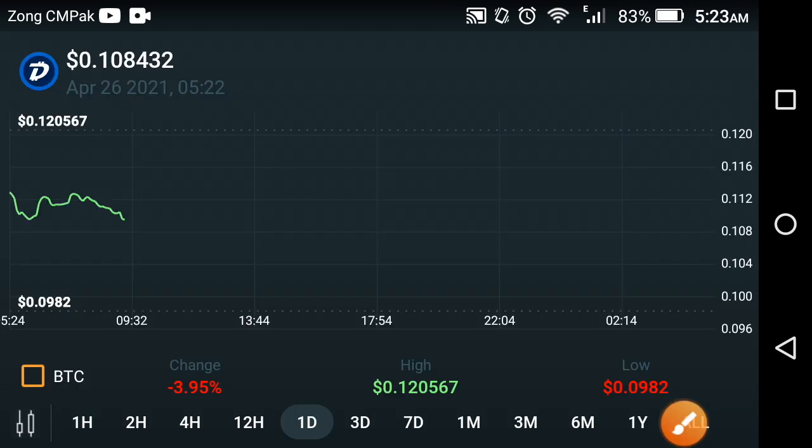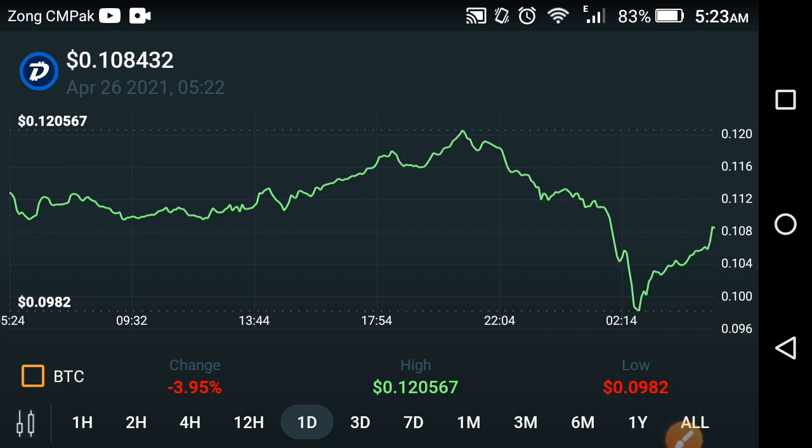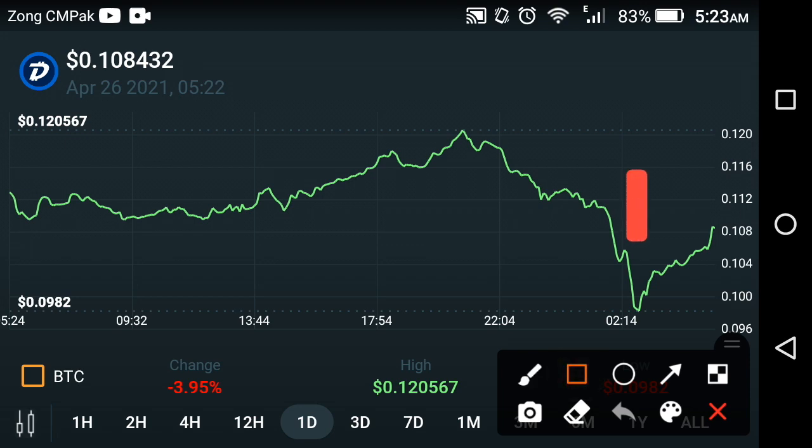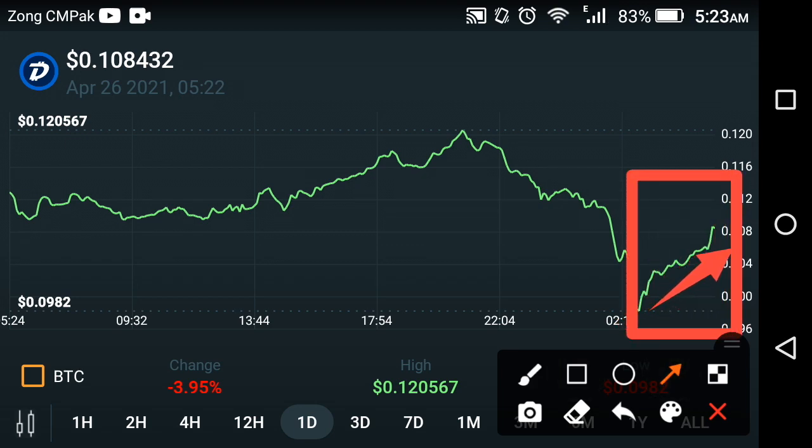Now let's see the price prediction chart of the Digibyte coin, friends. First of all, there is a surprise here for all of you. As you can see here, it goes upward, like a rocket, friends. That means it may take a high jump in the future, friends.